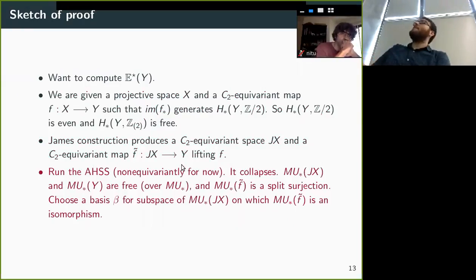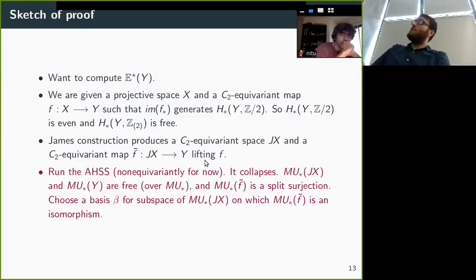And now let's run the Atiyah-Hirzebruch spectral sequence. And let's just do it non-equivariantly for now. So this comes from filtering the CP infinities skeletally. And the Atiyah-Hirzebruch spectral sequence collapses. Everything here is in even degrees. So it collapses for both MU and for Y, and they're both free since the homology is free. So this map in MU homology from the MU homology of the James construction to the MU homology of Y is a split surjection.